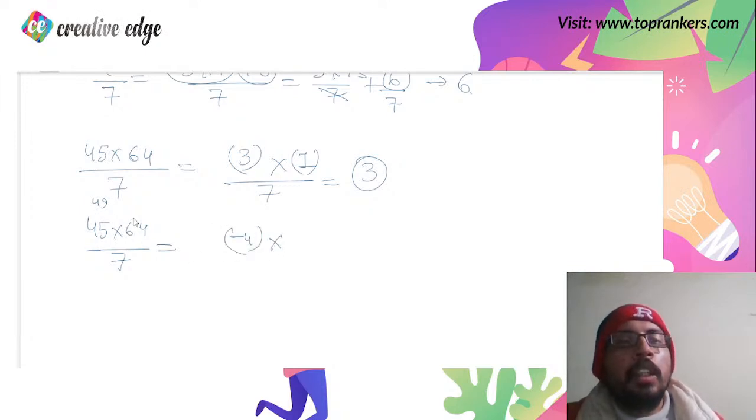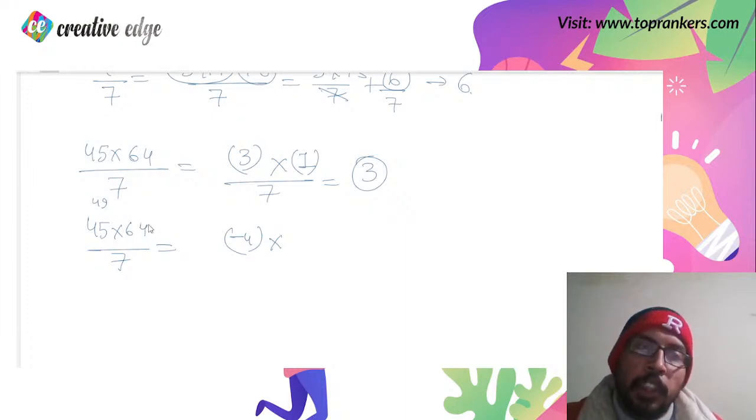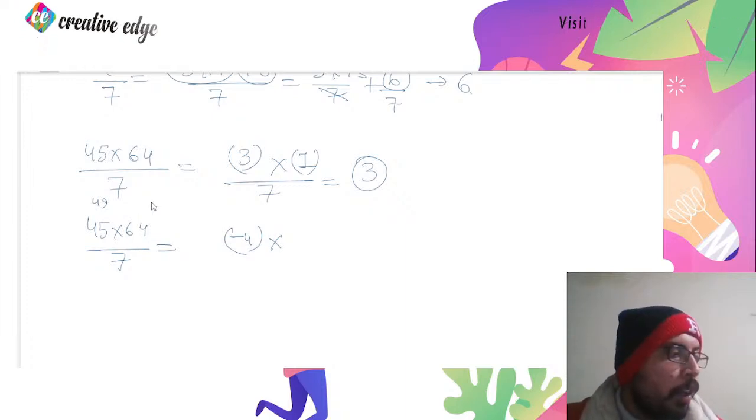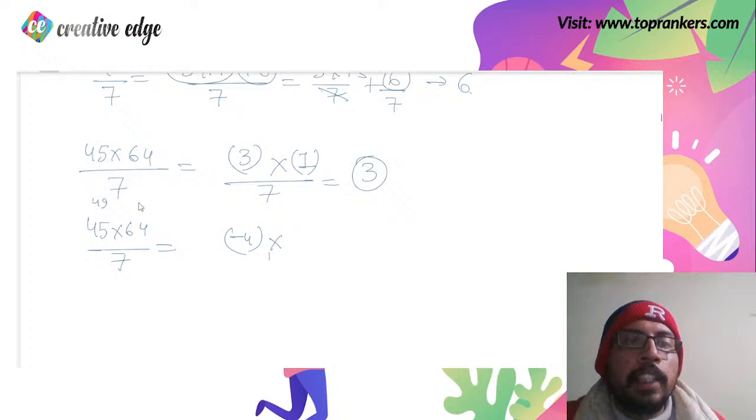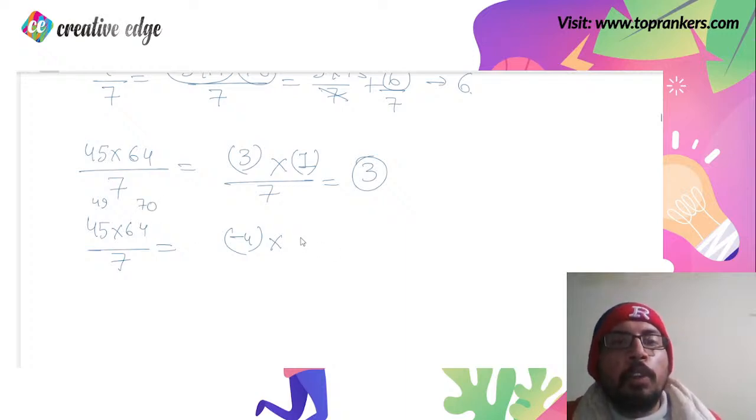into 64. Now it is up to you. You can go to 63 and then you can again go to 70 as well. If you read 7 tens are 70, that means this 64 is 6 lesser than 70, so you will be writing minus 6 upon 7.